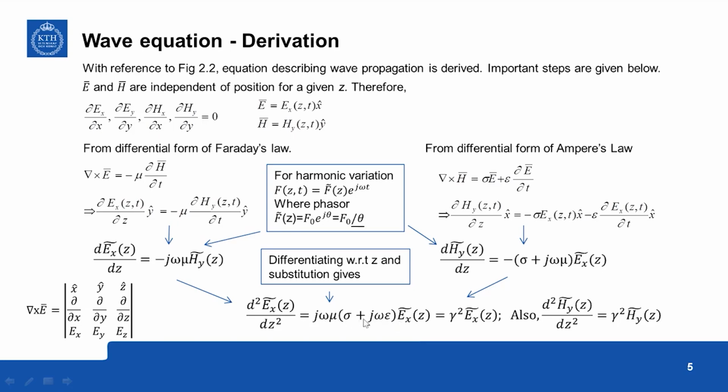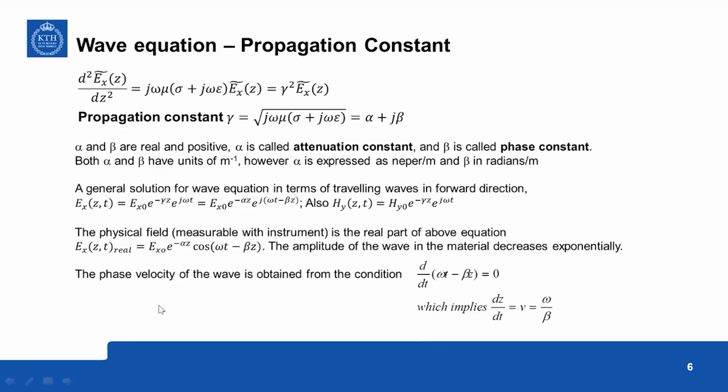So this factor is called the propagation constant squared, gamma squared. Similarly, with the H field we can also write a wave equation. So our propagation constant gamma is the square root of j omega mu times (sigma plus j omega epsilon). That is, it is a property of the frequency and the property of the material through which the wave is propagating.